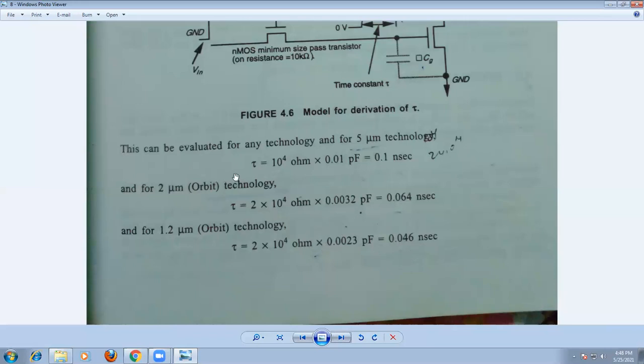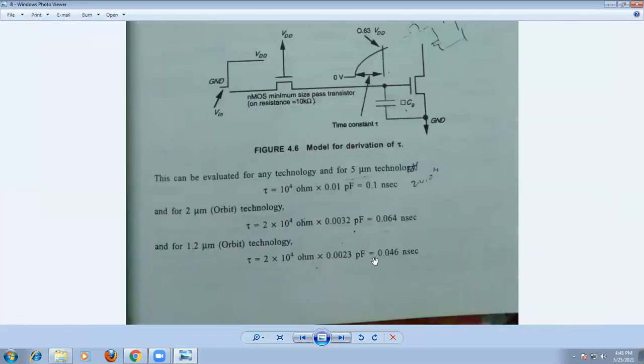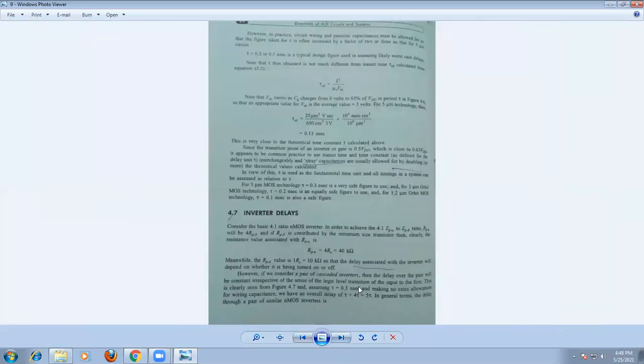Remember these points. Tau is equal to 0.1 nanosecond in 5 micrometer technology. Tau is equal to 0.064 nanosecond in 2 micrometer technology. In 1.2 micrometer technology, the delay is 0.046 nanoseconds. So remember, as the technology advances, the delay decreases, that means the speed increases. Next we can go for the next topic.